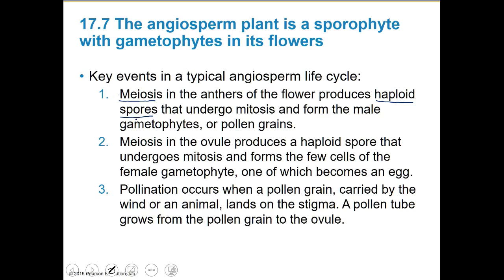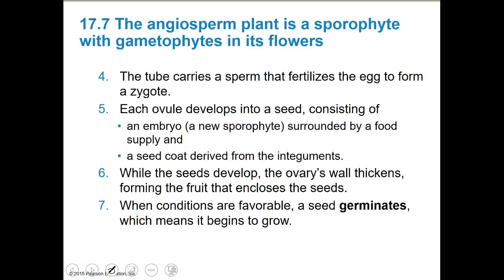Okay, so that undergoes mitosis to form the male gametophytes or pollen grains. So our pollen grain is our entire gametophyte. Meiosis in the ovule then produces a haploid spore that undergoes mitosis to form new cells of a female gametophyte, which would become the egg. It's a lot. Pollination occurs when a pollen grain carried by wind or animal or whatever it is lands on the stigma. A pollen tube will grow down from the pollen grain to the ovule. The tube carries a sperm that will fertilize the egg, and so then we get our zygote. That one makes sense to us.